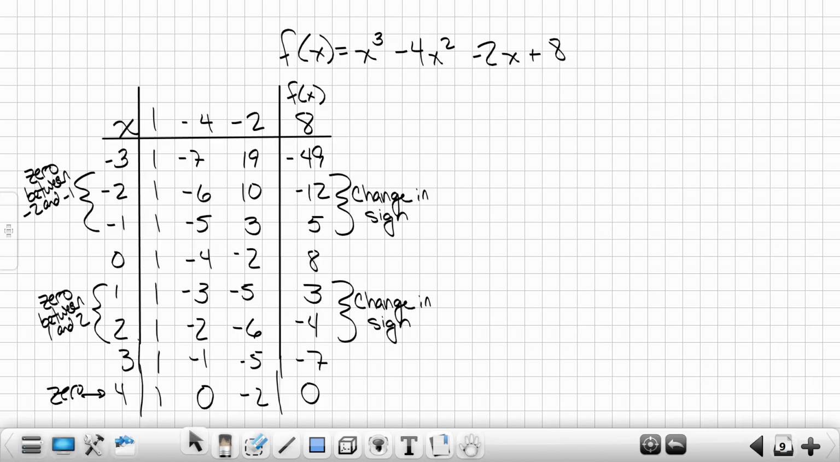Anthony? Even if it's an exponent of 3, it doesn't mean there's 3. It doesn't guarantee it. That's a good indicator. Your highest exponent is your maximum number of zeros.